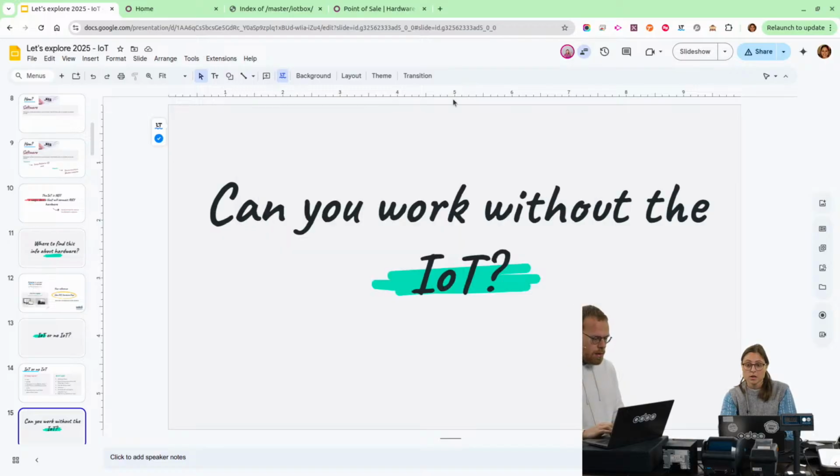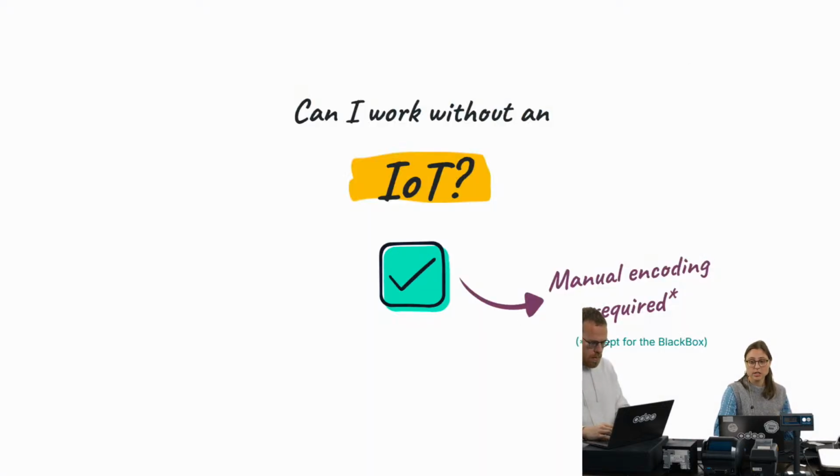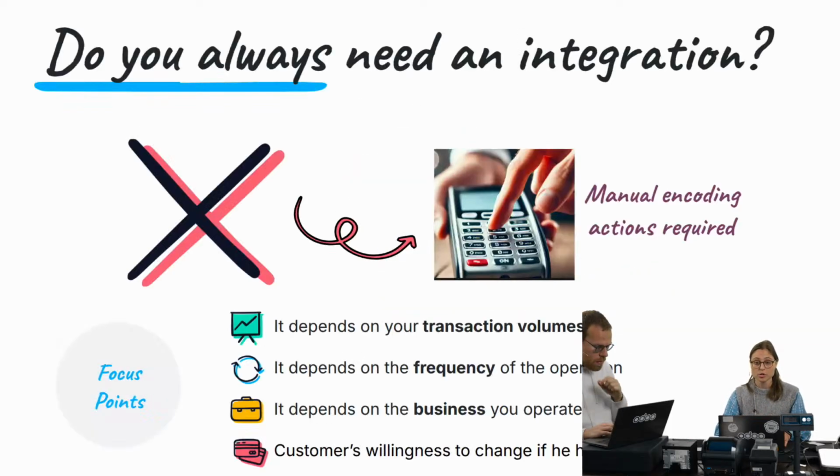Okay. Maybe let's continue here with the IoT. So the question, can you work without the IoT? I think now you can actually, you know the answer. You can, but basically you need manual encoding if that's the case. So the IoT is going to help you get integration when it's not possible out of the box.